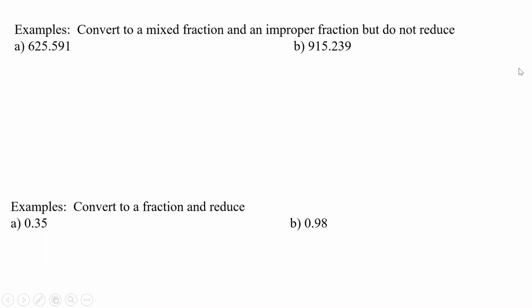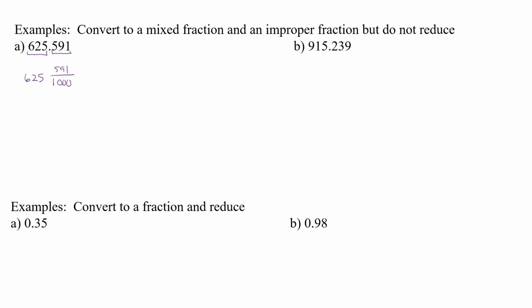So what we're going to do is a couple. We're going to convert first to a mixed fraction, and then we're going to convert it to an improper fraction, but we're not going to reduce. So the first two we're not going to reduce. All right, so we have our first part, which is our whole number, 625. And now, remember, all we have to do is write this number, 591, over 1 with 1, 2, 3 zeros, 591 thousandths. And so that's going to be our mixed fraction.